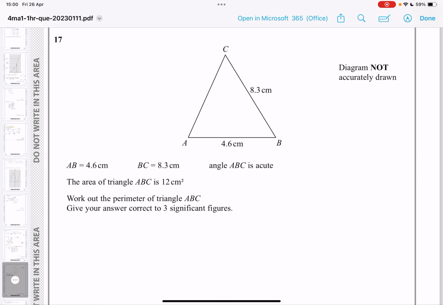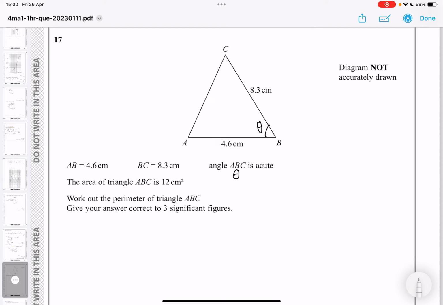AB equals 4.6, BC equals 8.3, and angle ABC is acute. So angle ABC, I'm going to label it theta. Okay. The area of the triangle ABC is 12 centimeters squared. Work out the perimeter of triangle ABC. Give your answer correct to 3 significant figures.